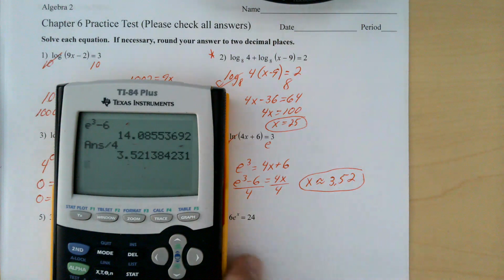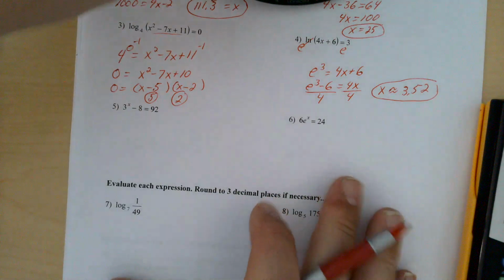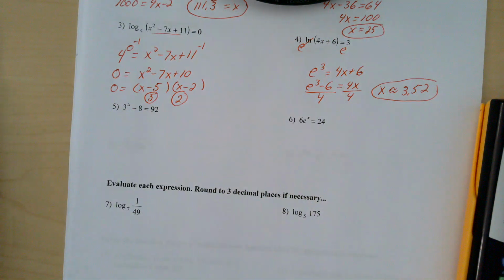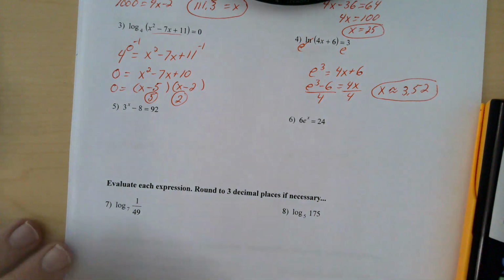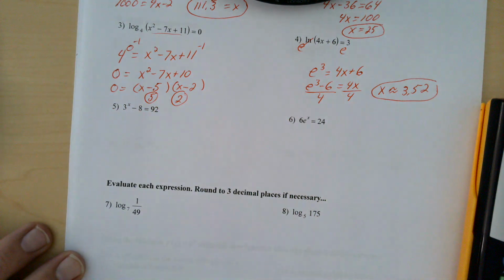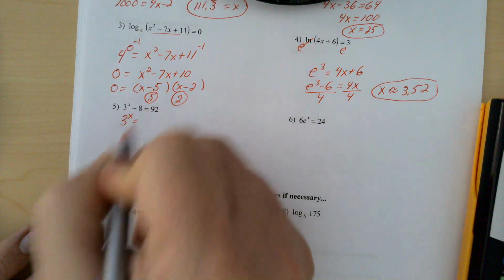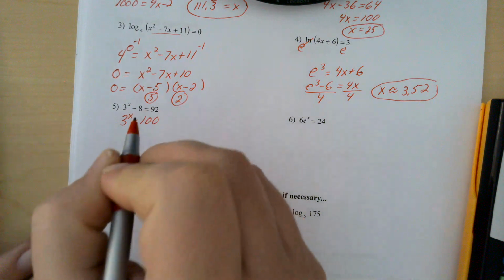Okay, that's our answer. Nothing hard there. This one now, you will see this, and I need you, please do not divide by 3. Okay, if your base is 3, you cannot undo it by dividing. So what we learned in class, we want to isolate this base. 3 is being raised to some power. So the first move is to add 8 and make it 100.